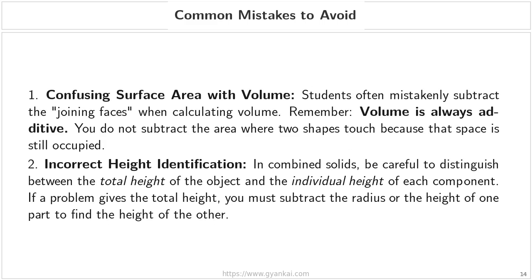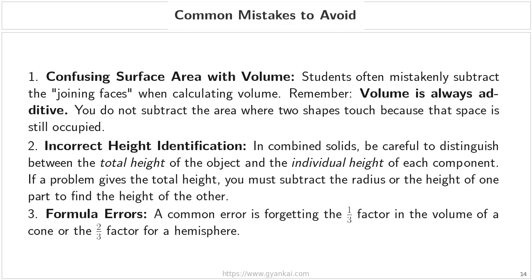Second, be very careful with height identification. This is a tricky one. In many problems, the question might give you the total height of the entire combined object. You must be careful to distinguish that total height from the individual height of each component. For instance, if you are given the total height of a capsule, you might need to subtract the radius of the hemispheres to find the actual height of the cylindrical middle section. Always double-check which height you are looking at.